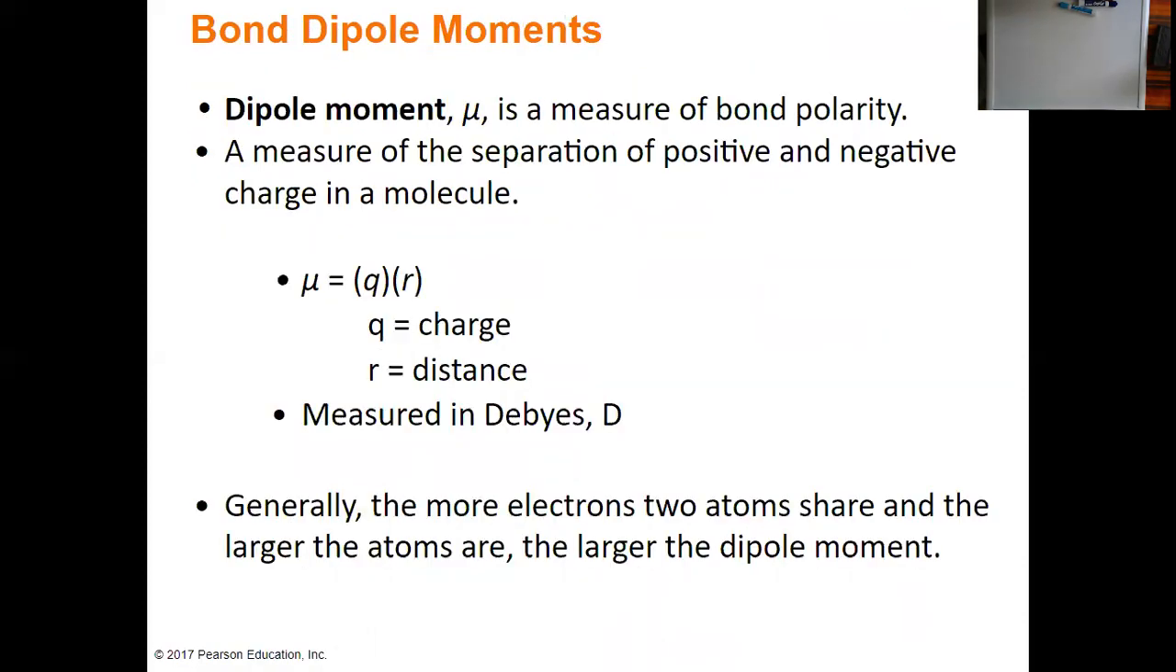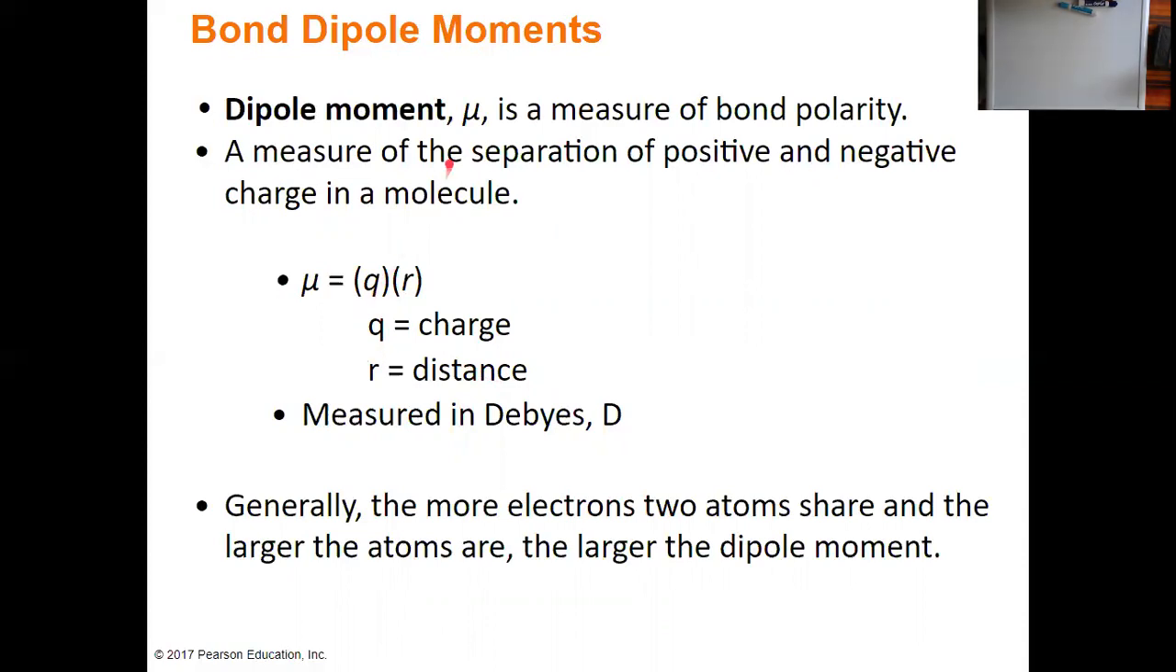So we can measure the bond polarity by looking at the positive and negative charge in a molecule and seeing what that difference looks like. It's not the same thing as Coulomb's law, okay? I know that when you see charges and radius, you'll be like, oh, I know that, but it's not the same thing as Coulomb's law. You're literally just looking at the charge difference and the actual distance between those two charges.